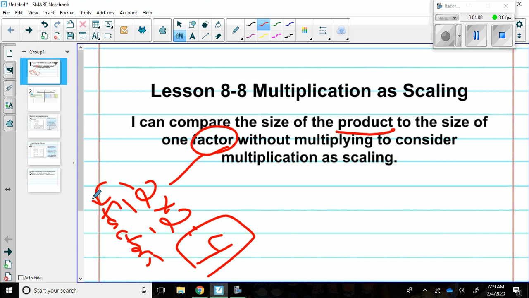So you have to write that I can statement down on your paper, which is actually a really good one. And in my head, I'm figuring out what it means. So I can compare the size of the product. You're going to know kind of what your answer will be to the size of one factor without multiplying to consider multiplication as scaling. I may use estimation as a tool to help me with this today. That's a wonderful strategy to use when you think of what your product may be close to as you look at the factors. So if you're still writing it, go ahead and push pause and then push play when you're done.